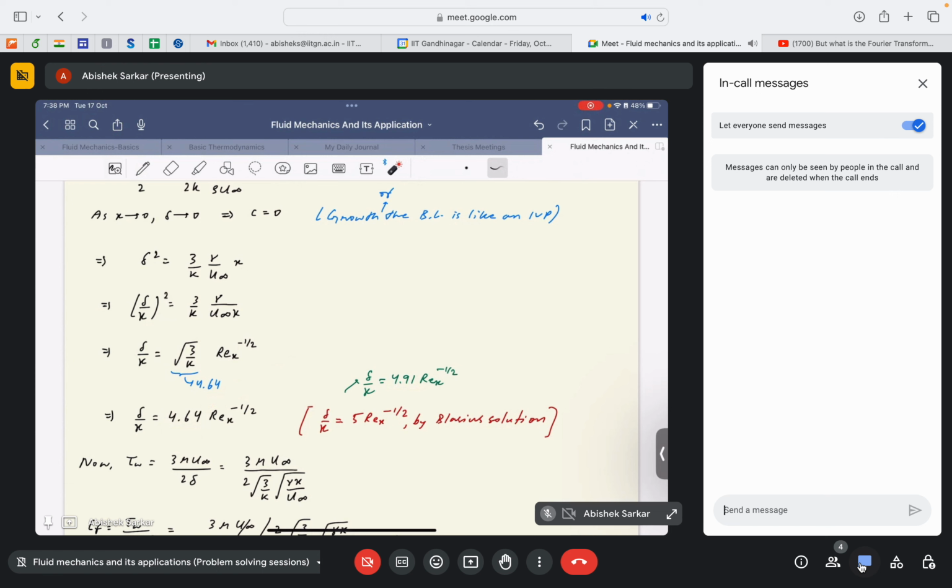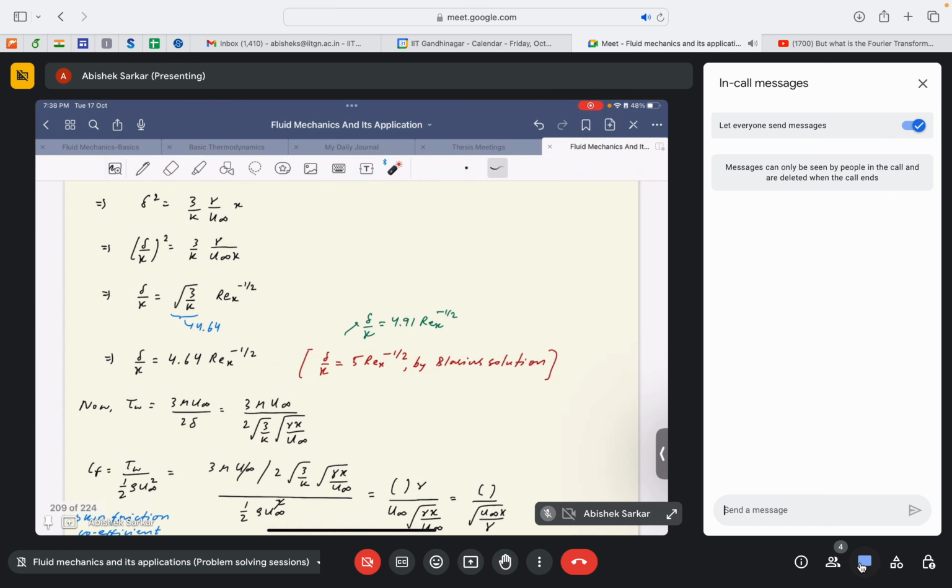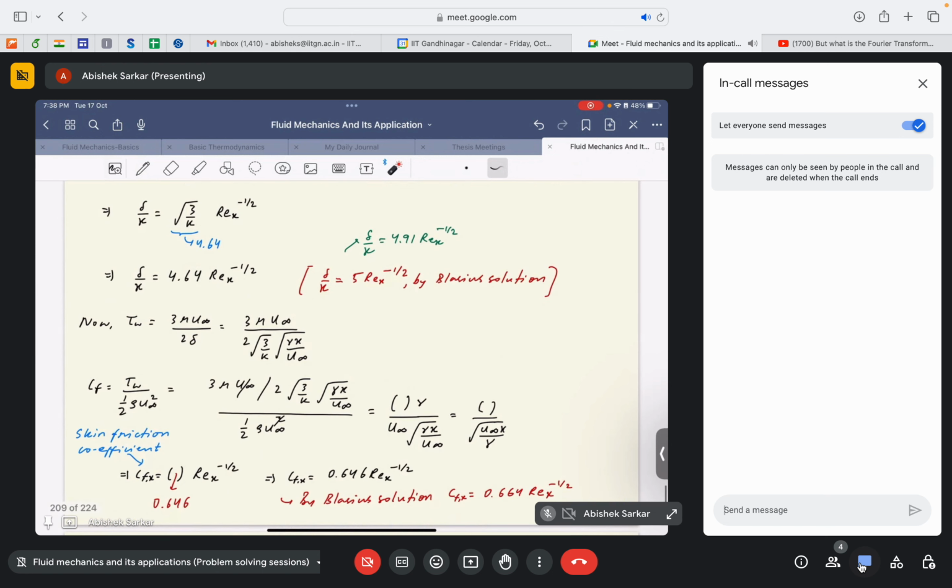If we go back, we saw that the shear stress distribution was given by 3 mu u infinity by 2 delta, but we couldn't solve this because we didn't know the expression for delta. So just substitute the expression for delta in this equation to get that tau w is equal to 3 mu u infinity divided by 2 root 3 by k times square root of nu x by u infinity. I have not substituted this value as 4.64.